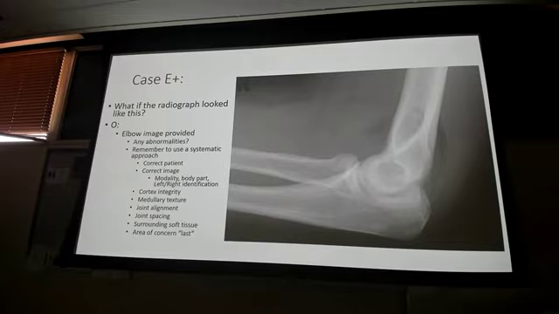Yeah, right? This is the one you need to look for the fat pad sign. This is the one. I challenge you, find me the fracture. I love it. It's right there. I mean, it's there in the elbow. Why can't you see it?